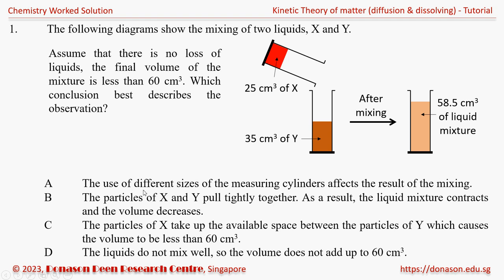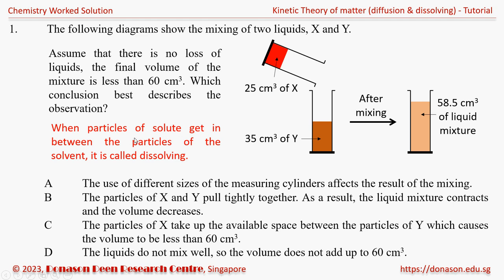So, option A says the use of different sizes of measuring cylinders affects the results of the mixing. Part B says the particles of X and Y pull tightly together, and as a result, the liquid mixture contracts and the volume decreases. Option C says the particles of X takes up the available space between particles of Y, which causes the volume to be less than 60 cm cube. Option D reads as the liquids do not mix well, so the volume does not add up to 60 cm cube.